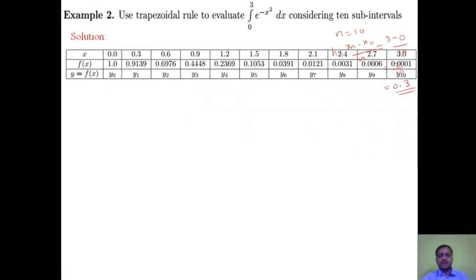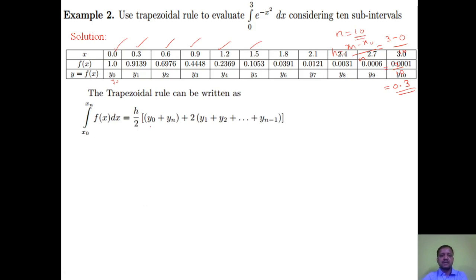Starting with 0.3, we need to find up to 3. So 0 initially, then 0.3, 0.6, and so on, adding 0.3 each time up to 3.0. Here these represent y0, y1, and so on up to y10. You will get 11 data points: 10 intervals means 11 data points.